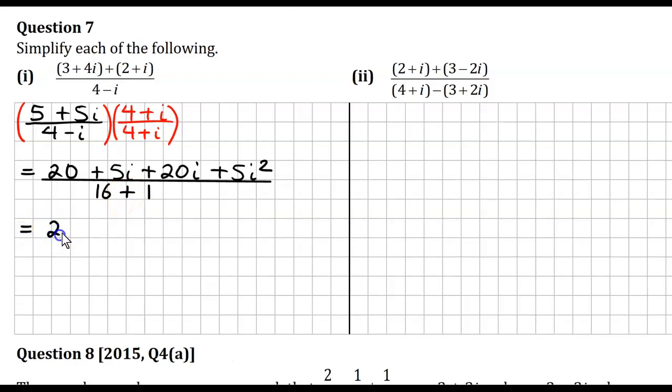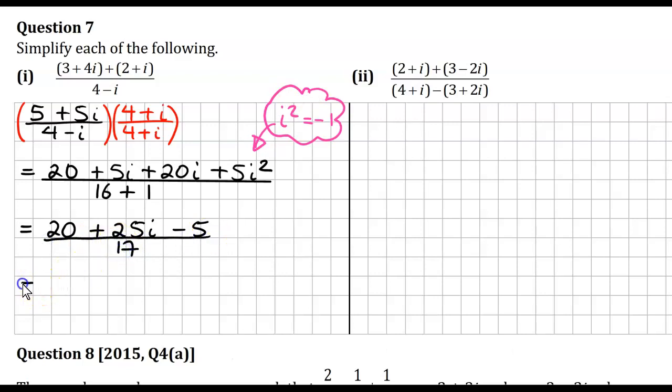So my top line then is going to be 20 plus 25i, and this is going to become minus 5, because remember I'm going to be changing my i squared equal to minus 1. And then my bottom line is 17. So then, or my denominator, then we have 15 plus 25i all over 17, and that's going to give me 15 over 17 plus 25 over 17i, just to keep it in the a plus ib format.